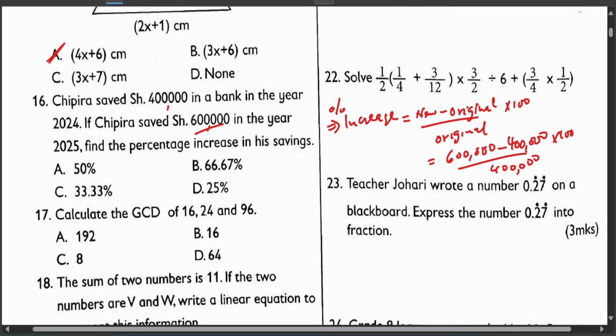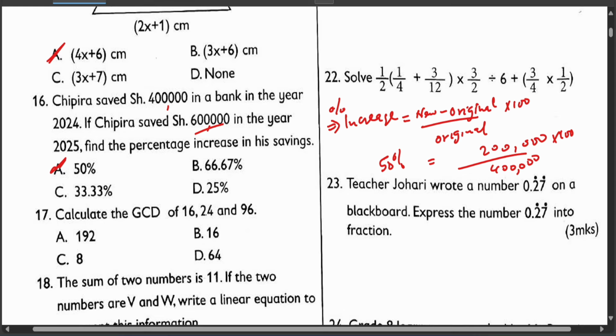600,000 minus 400,000 ni 200,000. So 200,000 divided by 400,000 times 100 is just a half, which is 50%. So your answer hapa, answer itakuwa 50%. So your answer is 50%. You can also confirm using your calculator. 600,000 minus 400,000 divide by your original, which is 400,000 times 100 gives you 50%.